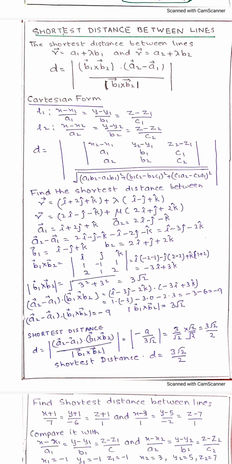Let us divide and write the answer in modulus, that is positive answer. 9 upon 3 root 2, minus sign will become plus. 3 3s are 9. Multiply root 2 above and below to rationalize the denominator. The shortest distance is 3 root 2 upon 2.